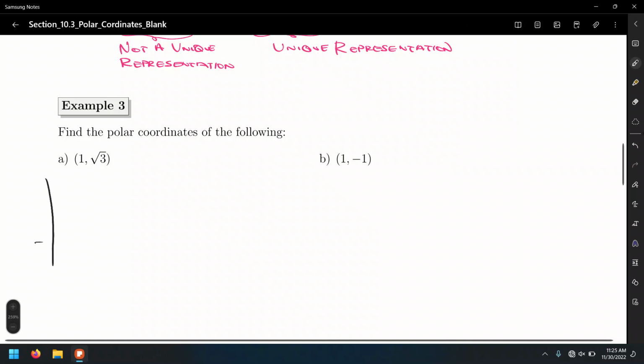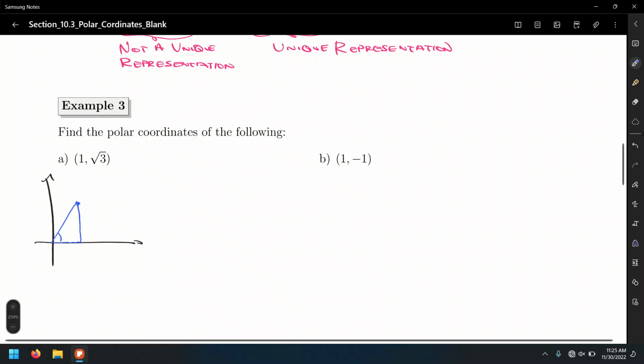So this looks a lot like the following point. Well, 1 unit and square root of 3 units. So that's the point that we want to plot. And this forms this right triangle over here. All right? Well, so number one, we want to find the radius.